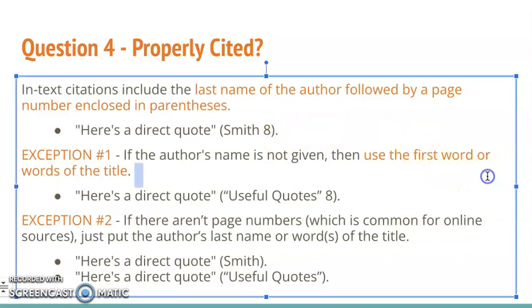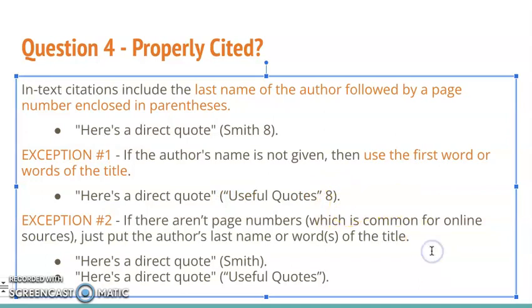Now there's an exception to that rule. What if we don't have an author's name? What if it's from an article that was written by maybe a group of authors, or it was published by a publisher and they don't identify the author? So if that's the case, then we will use the first word or words of the title that set it apart and make it unique. So we would use, for example, here's the quote, parentheses, "Useful Quotes" in quotation marks. We put the title words in quotation marks, and then we put the page number and a period.